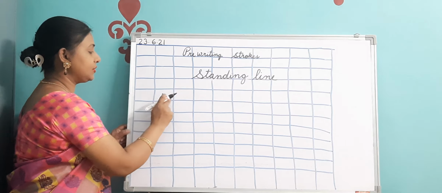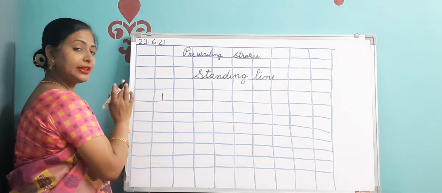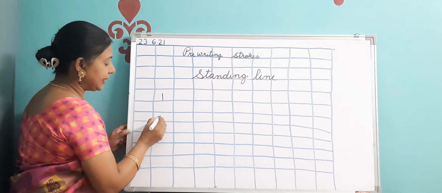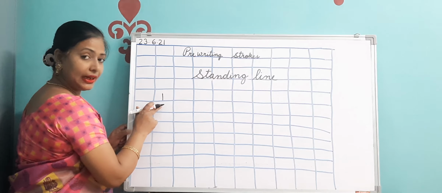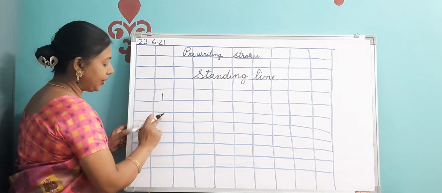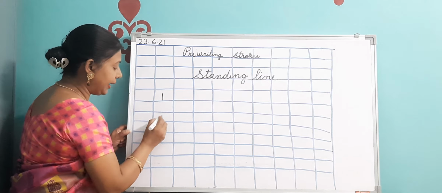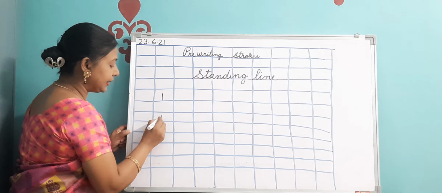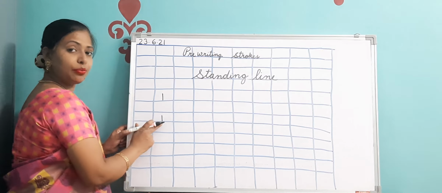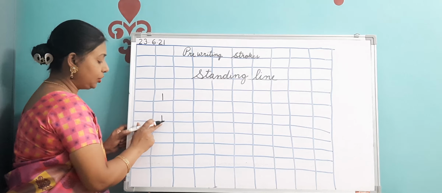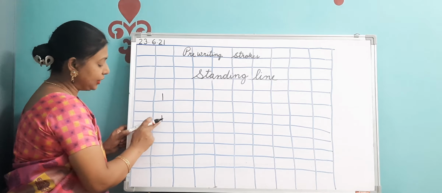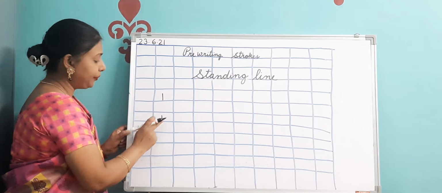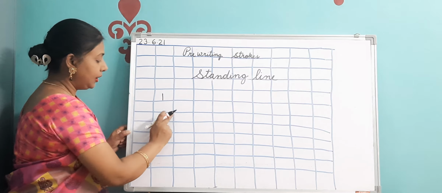This is one square. You have to write within the square. Once again see, leave one square, leave this square, and come to the next square, and here also from the center you will write like this. You draw a standing line till this bottom line. Your standing line should not come out of the line. It should be within the square.